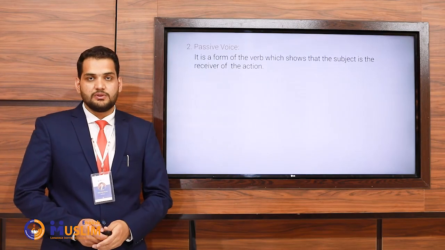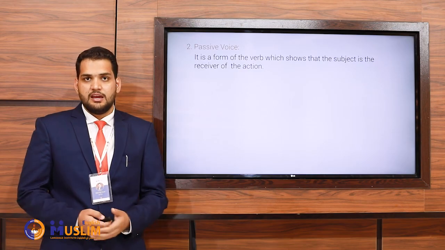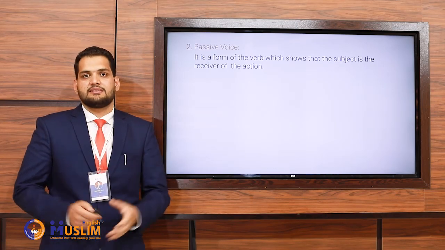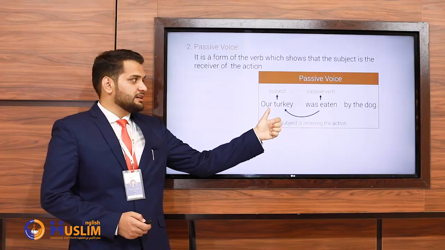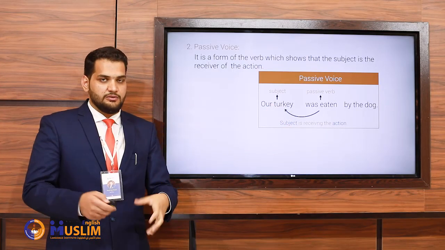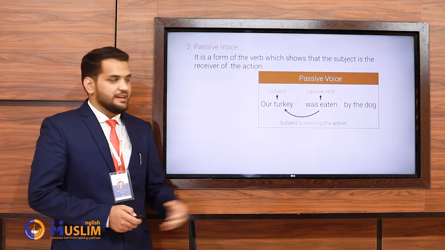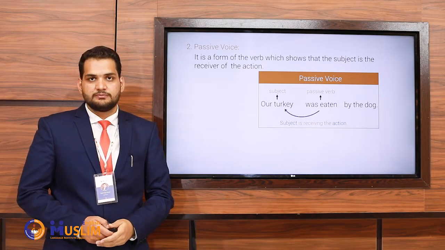Let's talk about passive voice. It is a form of the verb which shows that the subject is the receiver of the action. In other words, in a sentence, when a subject receives the action, the voice of that sentence is passive. For example, our turkey was eaten by the dog. In this sentence, the subject is our turkey, but here it is not performing the action, or it is not the doer of the action. In fact, the subject is receiving the action, and the action is eaten. That's why we call it passive voice.